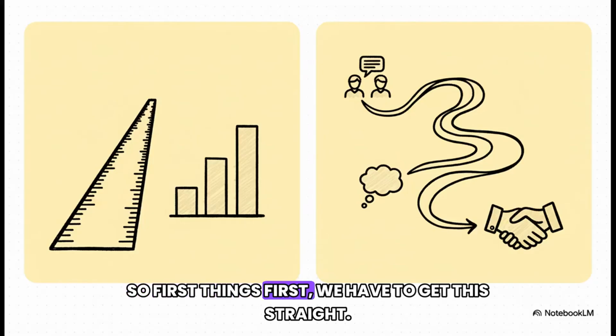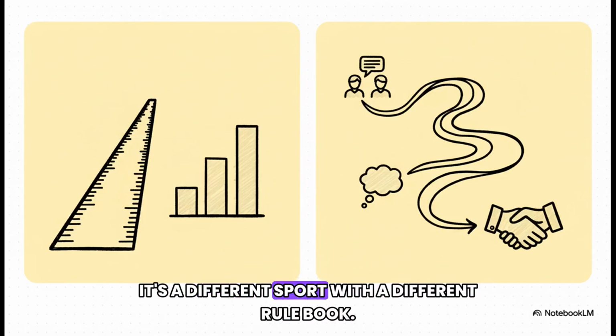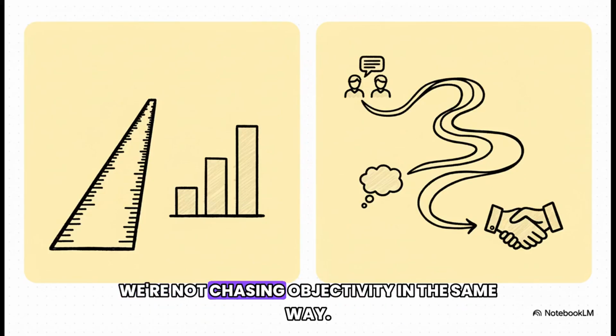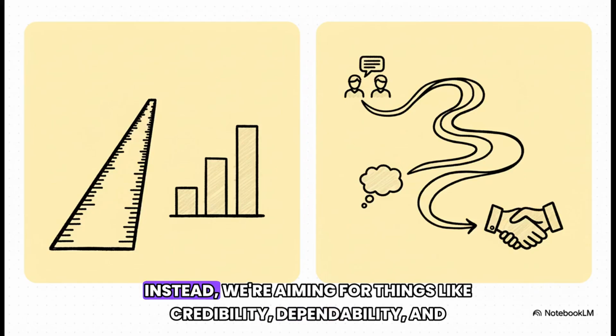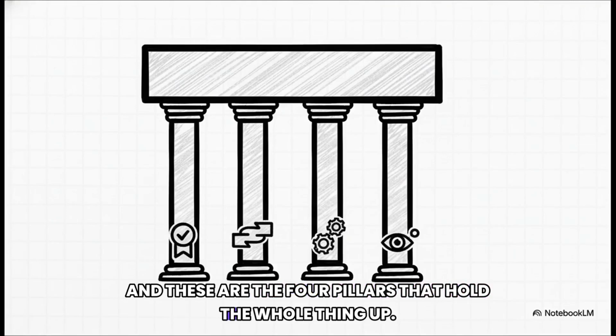So first things first, we have to get this straight. Qualitative research is not playing the same game as quantitative research. It's a different sport with a different rule book. Thinkers like Lincoln and Guba knew this, so they developed a whole parallel framework. We're not chasing objectivity in the same way. Instead, we're aiming for things like credibility, dependability, and confirmability. And these are the four pillars that hold the whole thing up.